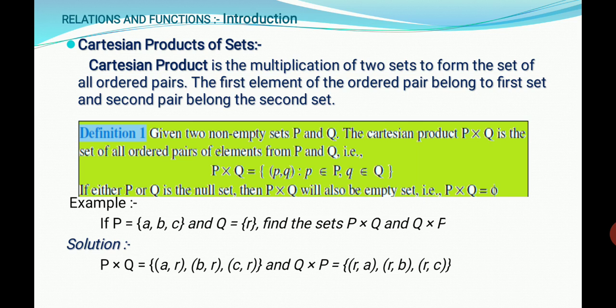Same for Q cross P. So Q is the first set, that is the set Q equals {R}, R is the first element, then the answer is (R, A), (R, B), (R, C). This is the Cartesian product of the sets.